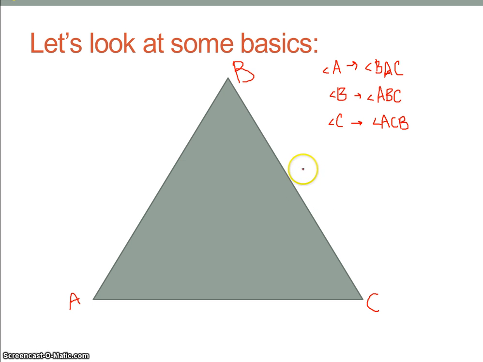And our sides we might label with a lowercase letter across from the angle. So if we have a capital A over here, our lowercase a would be directly across. So we have lowercase a, lowercase b, and lowercase c. So our sides, we can simply label them as a, b, c. Or instead of saying side A, we can say side BC. Instead of side B, we can say side AC. And instead of side C, we can say side AB.